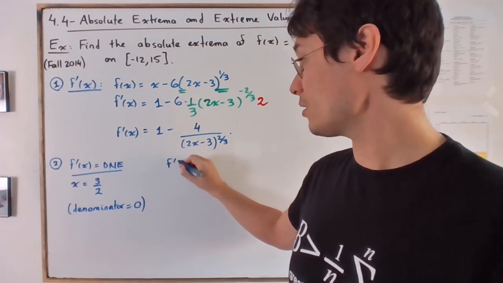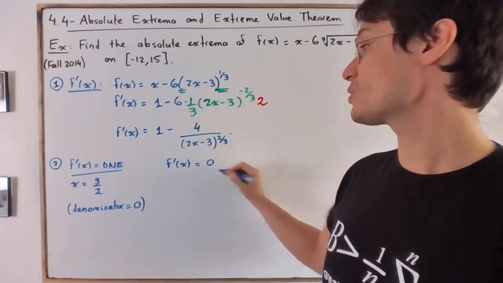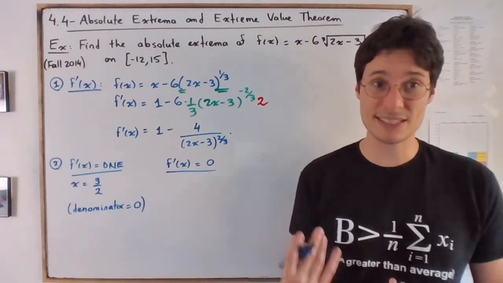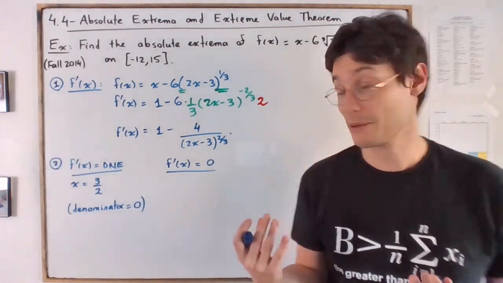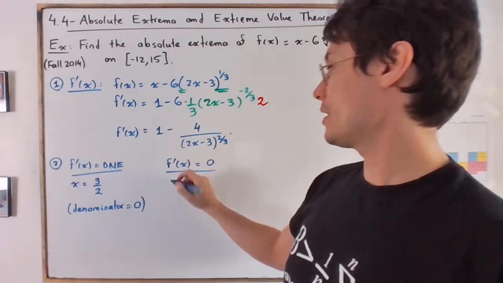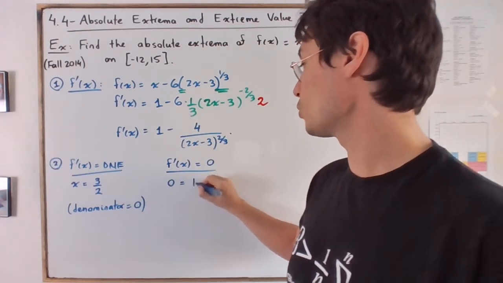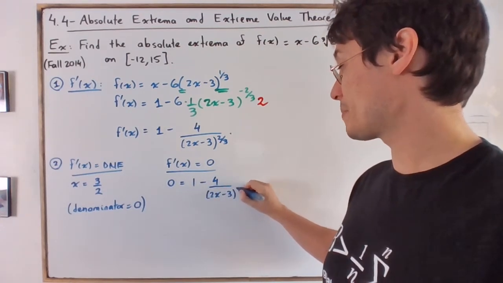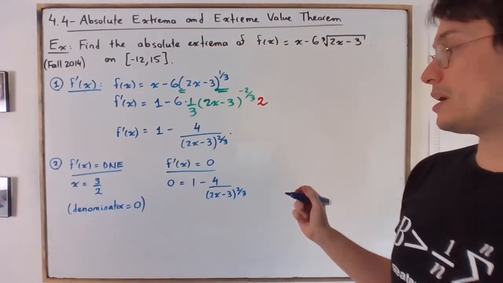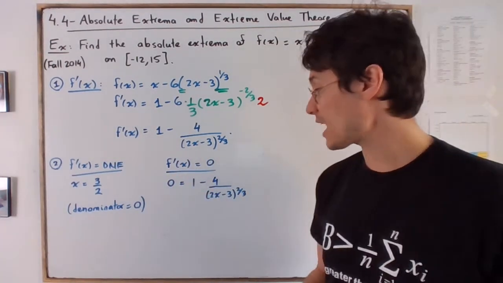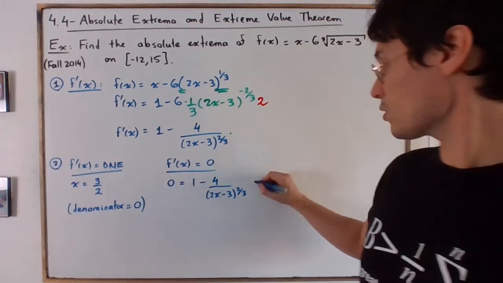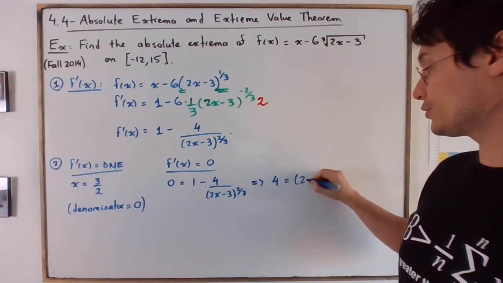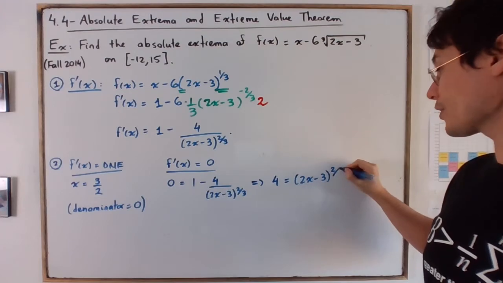Then we also have to solve f prime of x equal to 0, and that's the harder part. Not that hard, but algebraically a little bit tedious, and there are things you need to be careful about. So here goes. You have 0 equal to 1 minus 4 over (2x minus 3) to the power of 2/3. The first thing I'm going to do is move this to the other side and cross multiply. This brings us to 4 being equal to (2x minus 3) to the power of 2/3.